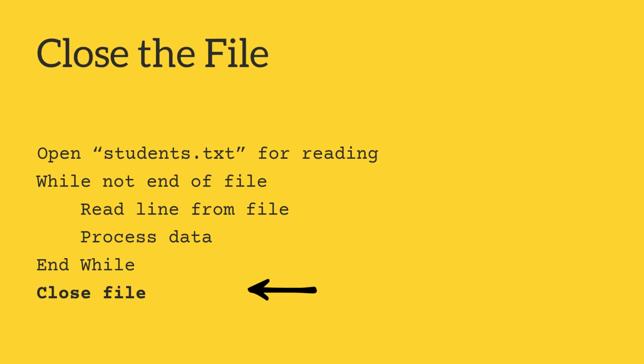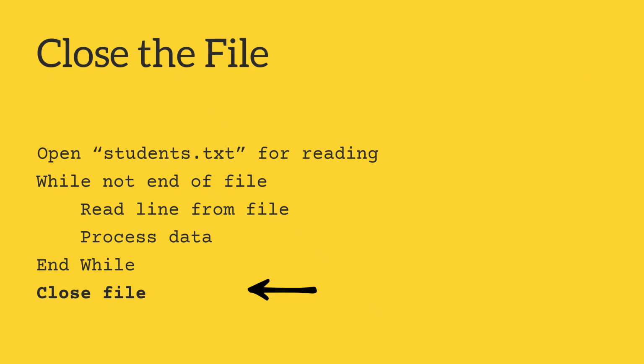Once all the data has been read or written, then we need to close the file. Now, closing the file is like hanging up the phone after a call. It ends the connection between the program and the disk file. It also ensures that all the data has been properly saved and resources are freed. So we do that with close file. That's the pseudocode. Now, if you forget to close a file, you might lose data or cause errors for other parts of your program.